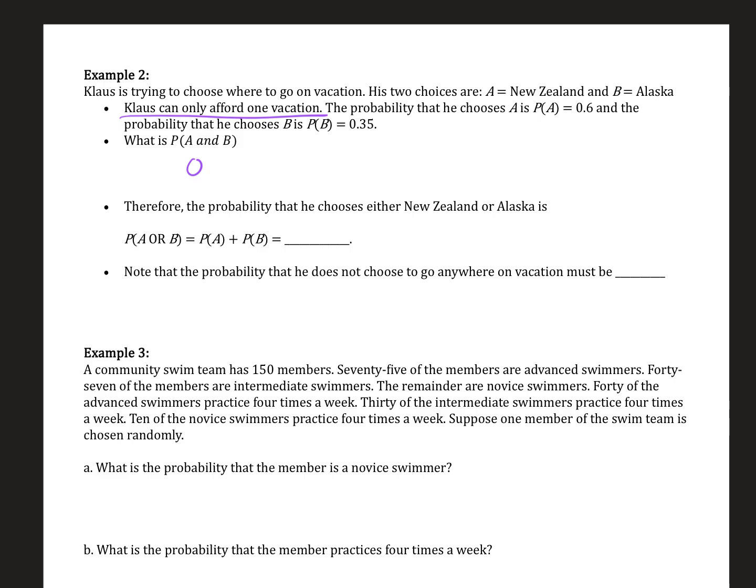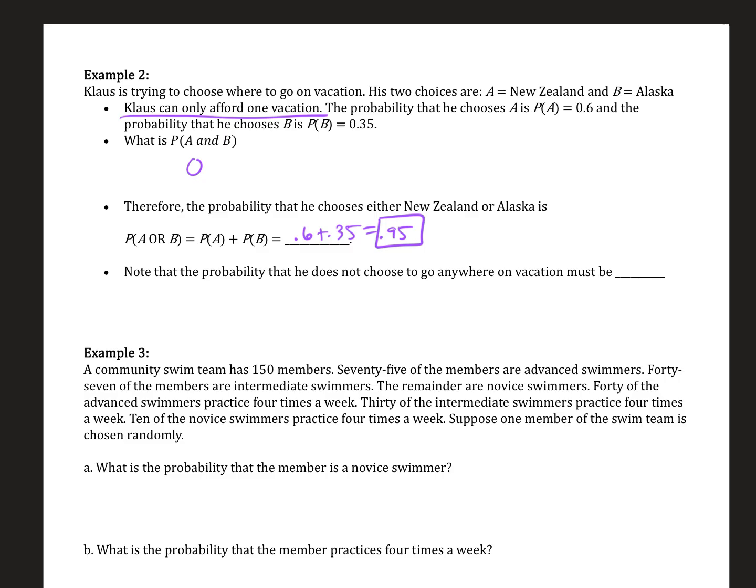So you can solve it without math. Okay? We're about to talk about that. All right. Probability he chooses New Zealand or Alaska, because A and B is 0. When I do my A or B, I don't need to do the minus probability of A and B because it's 0, it just goes away, okay? So that means I'm just adding 0.6 plus 0.35. So that is 0.95.